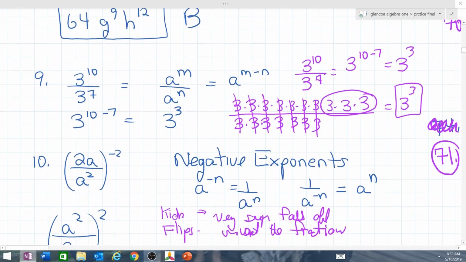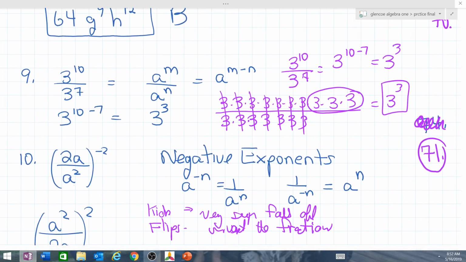Okay, number 9. 3 to the 10th over 3 to the 7th is a to the m minus a to the n, or 3 to the third power, and I've also done it visually. Made 3 10s, 10 3s on top, 7 3s on the bottom, and canceled out.